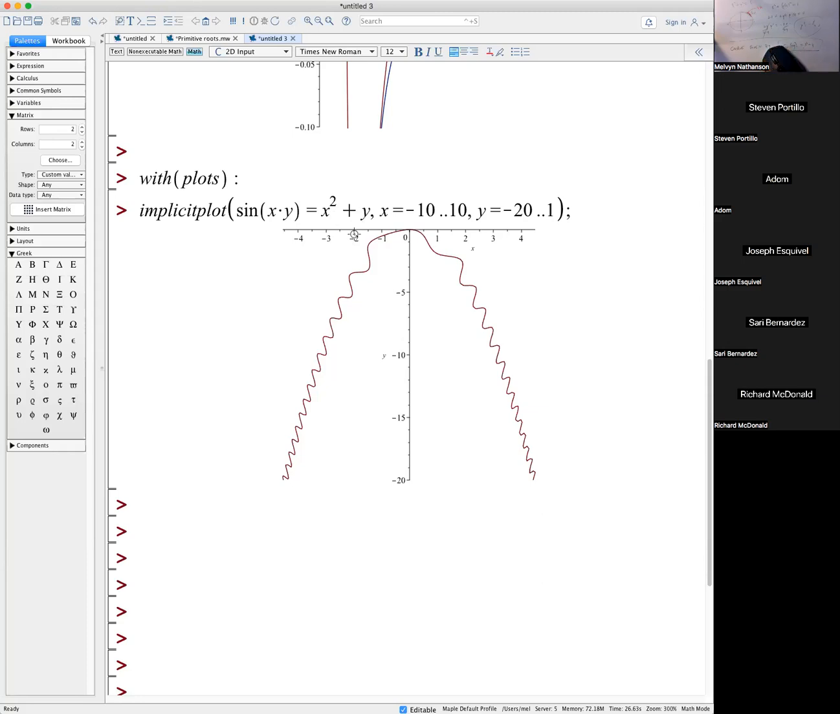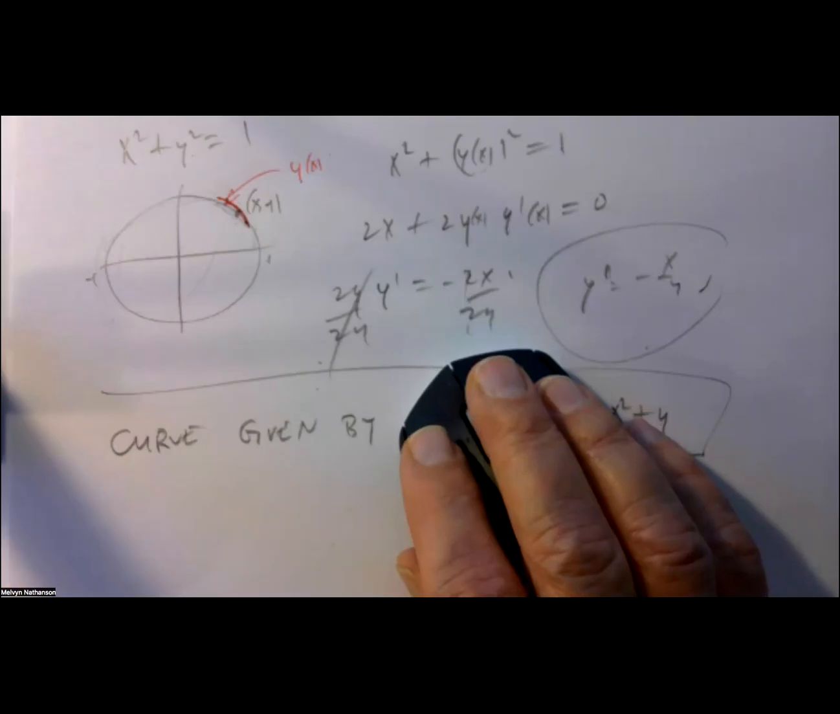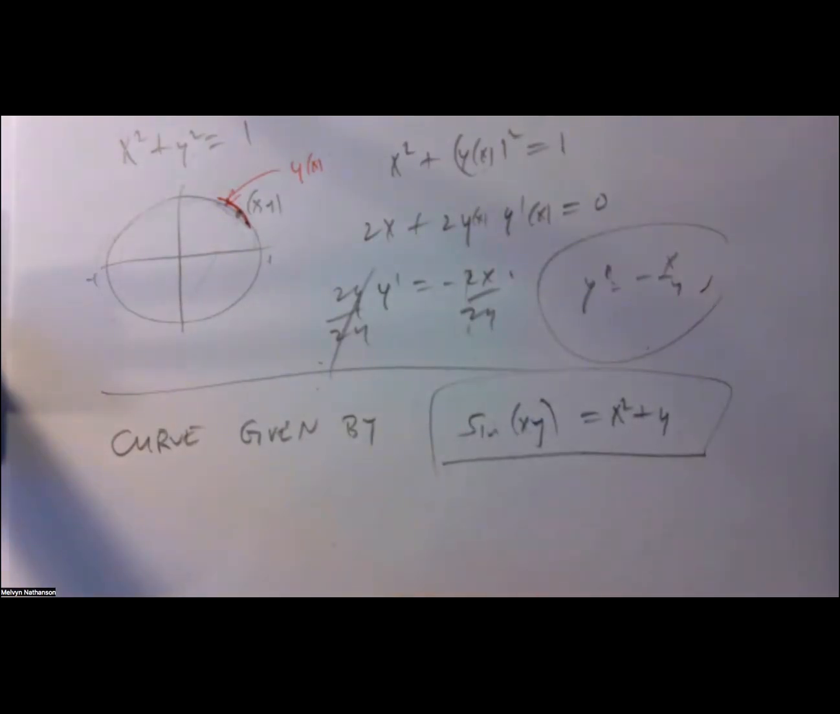So that's what the graph looks like. Some weird thing like that. Interesting. But what I want to do, at any point on that curve, I want to find the slope of the tangent line. So I want to find the derivative of y with respect to x. So what I want to do is differentiate with respect to x.